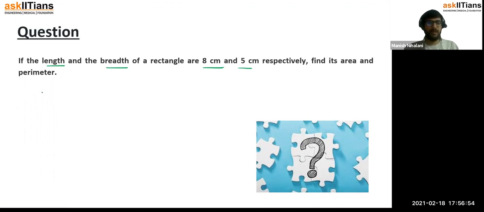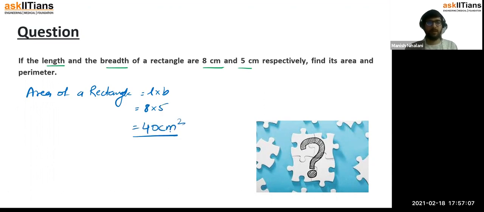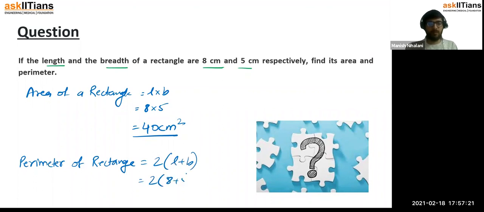Area of a rectangle is L into B, which is 8 into 5. So this is just 40 centimeters square. Whereas its perimeter would be: perimeter of a rectangle is 2 times length plus breadth. So it's 2 times 8 plus 5, which is 2 times 13, which is nothing but 26 centimeters. So this is a very simple question.